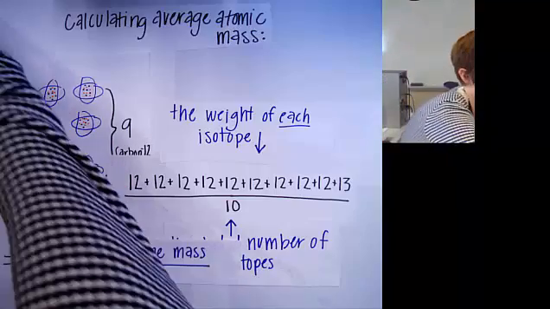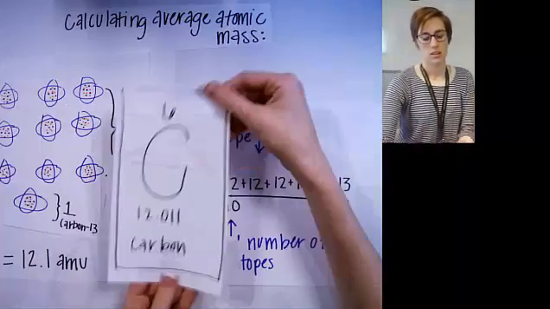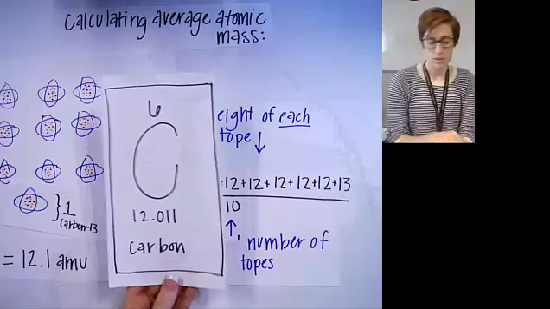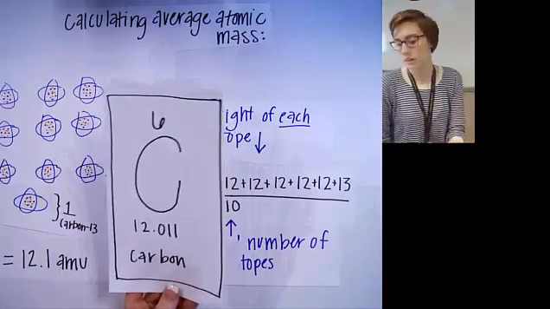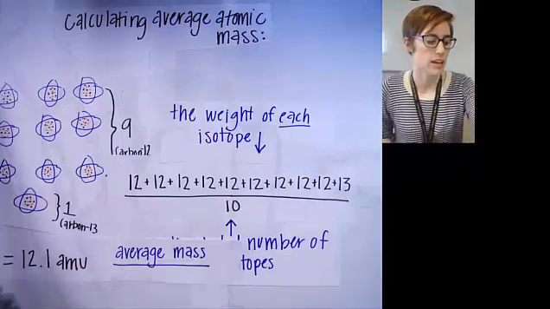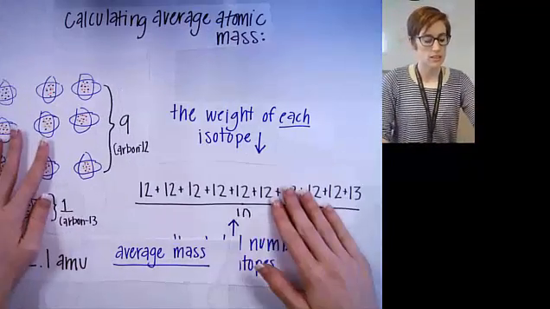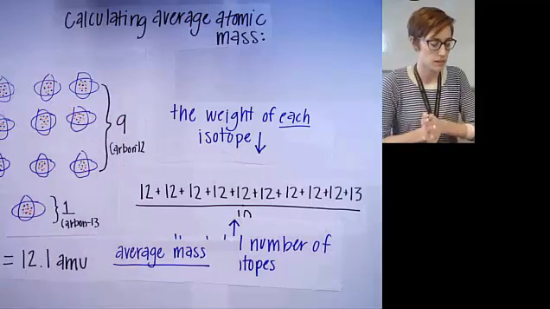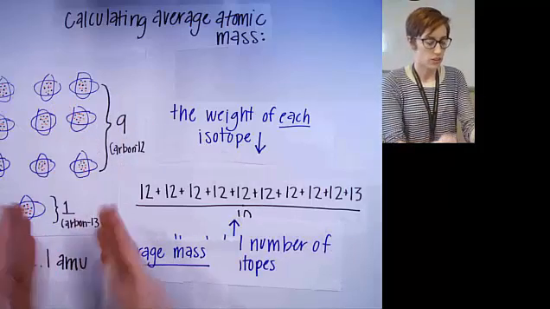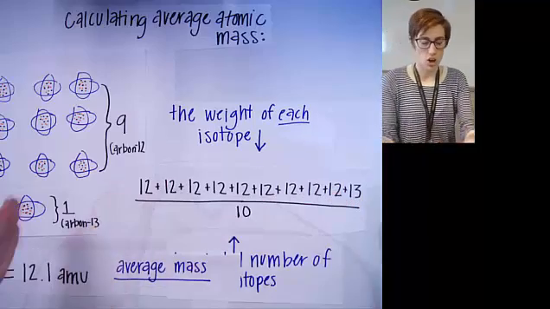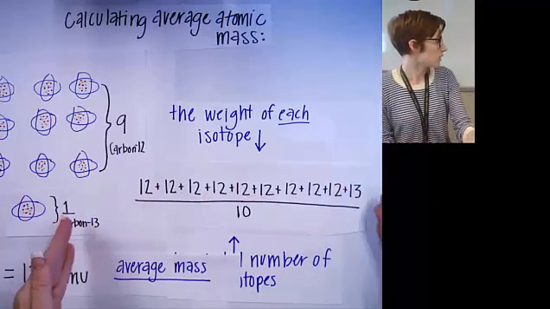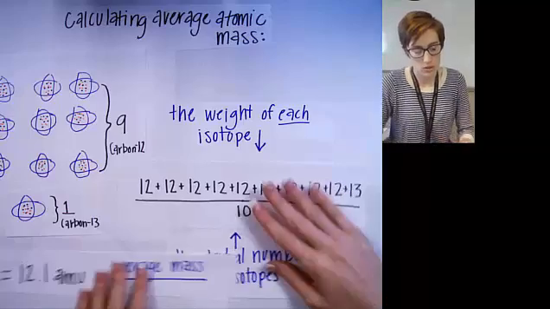And when we look at the picture on the periodic table, we see that we're really close. 12.011 is very close to 12.1. So whenever you're calculating average atomic mass, you have to take into consideration how many of each carbon and how many of each other carbon you have. Okay. So this seems kind of like a long and annoying way to work out this problem. Let me show you a way that we can do it faster.